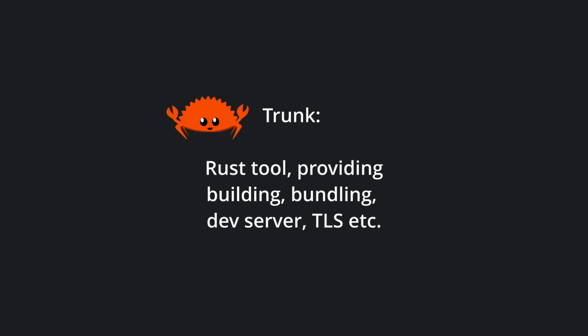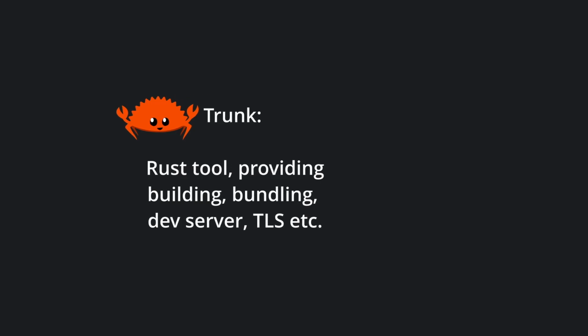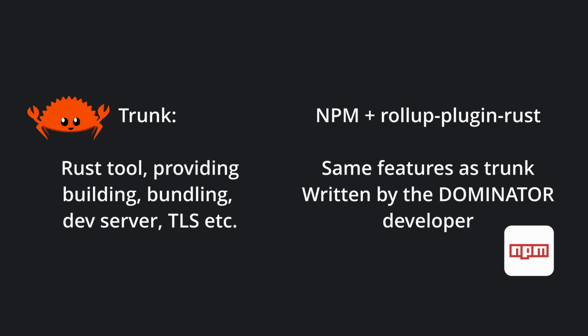To run this code, you essentially have two options. You can use Trunk, which is a tool written in Rust to build, bundle, and serve WASM UIs. It facilitates everything you need, including proxying, TLS handling, etc. The other option is to use an npm-based workflow using either Rollup or Webpack with wasm-pack.